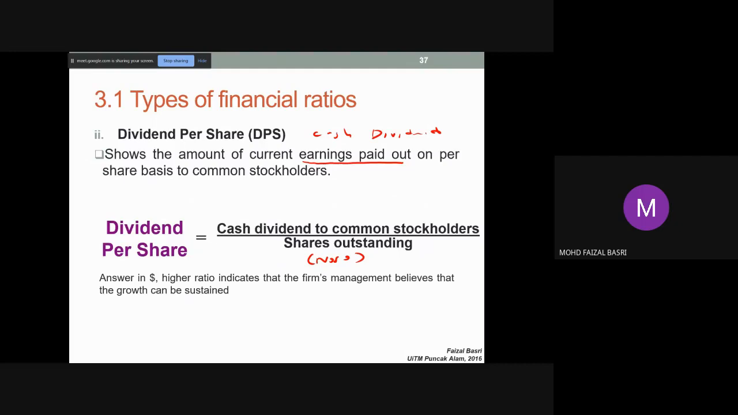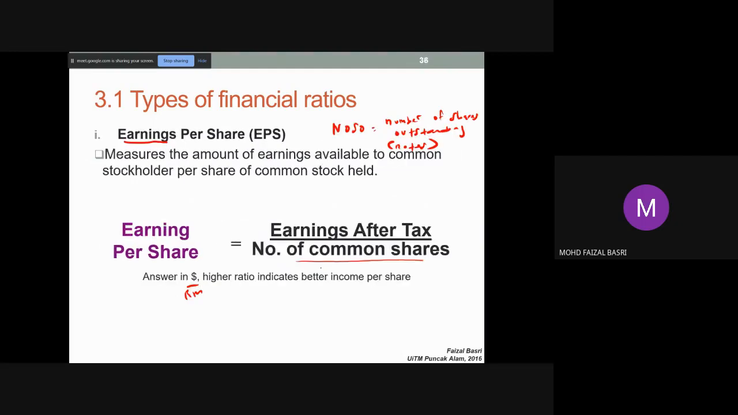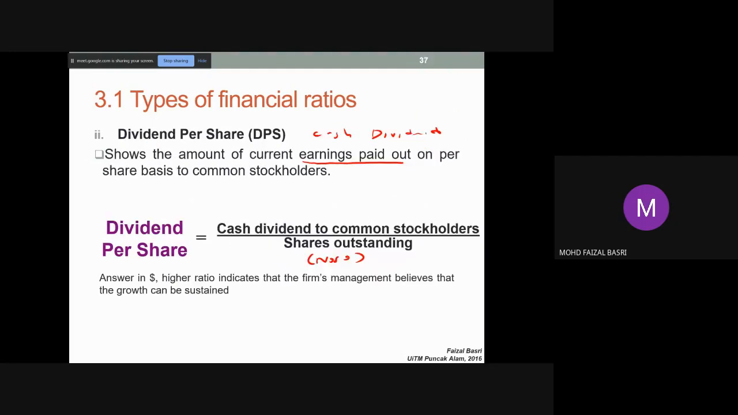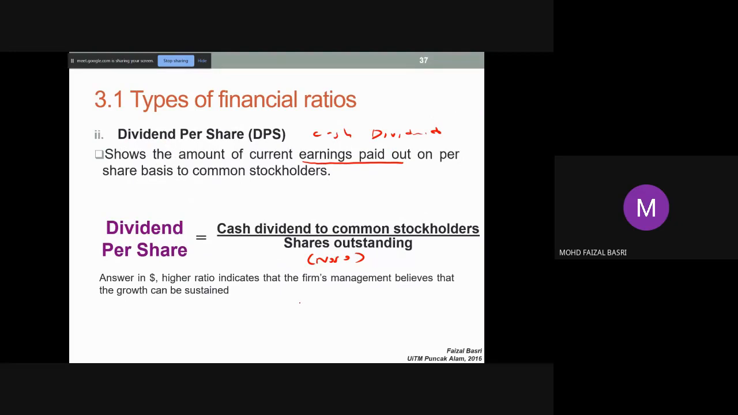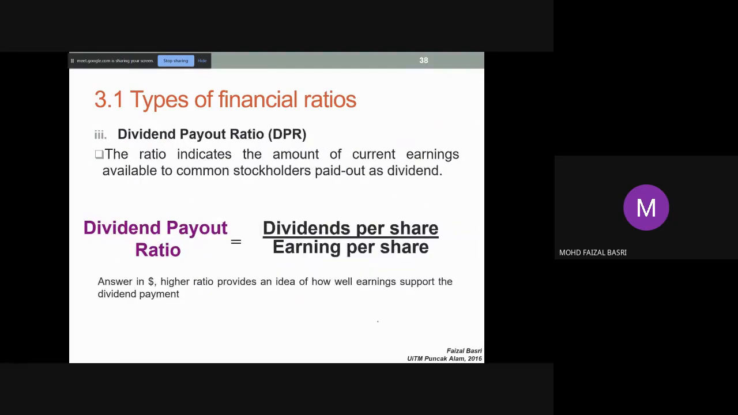So again, the answer is in ringgit. Okay, the higher the ratio, the better too. The higher the ratio, the better for the companies. Okay, so earning per share, dividend per share. So the third one, we're going to use the first and second ratios together. It's known as dividend payout ratio.